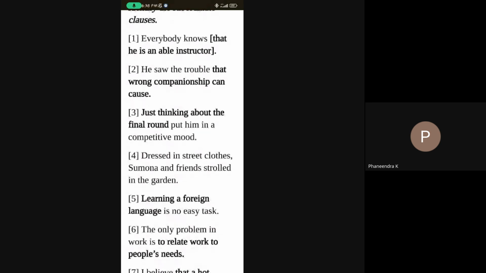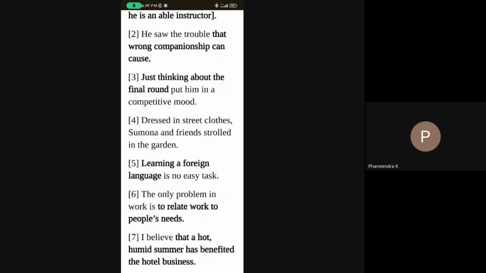Okay. We'll skip the fourth one. I'll come back to that. But because we are discussing this, let's look at the fifth one. Learning a foreign language is no easy task. What clause is this? Learning a foreign language? Noun clause, right? Okay. So this is also a noun clause. That's how you're going to analyze the sentences, right? Okay. Now we look at the fourth one.